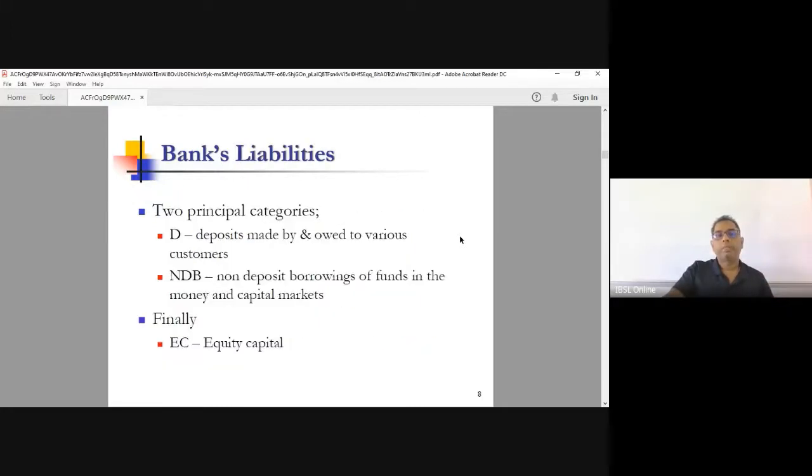And the two principal types of liabilities are deposits and equity. So when you look at deposits, you have these deposits by your customers, and the other one is non-deposit funds in money and capital markets. So basically, you can raise money from the capital markets by issuing treasury bills and bonds, by borrowing in the interbank market as well, issuing all kinds of debt basically, and equity capital raised from your shareholders.